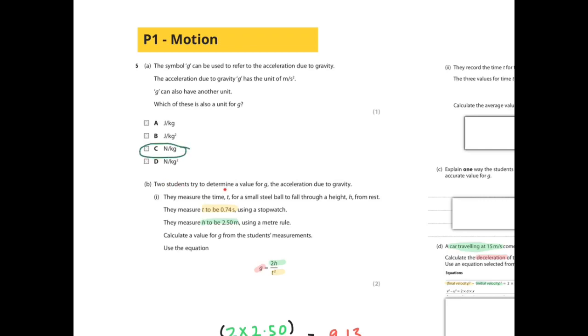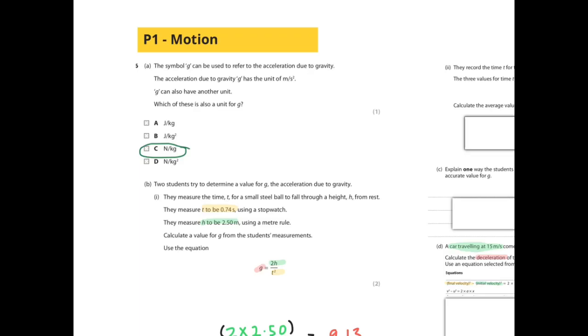Next, two students try to determine a value for g, the acceleration due to gravity. They measure the time t for a small steel ball to fall through a height h from rest. They measure t to be 0.74 seconds using a stopwatch. They measure h to be 2.5 meters using a meter ruler. Calculate the value of g from the students' measurements.